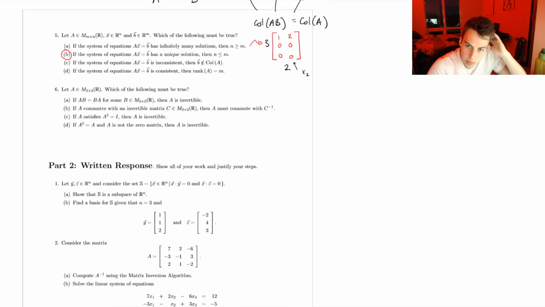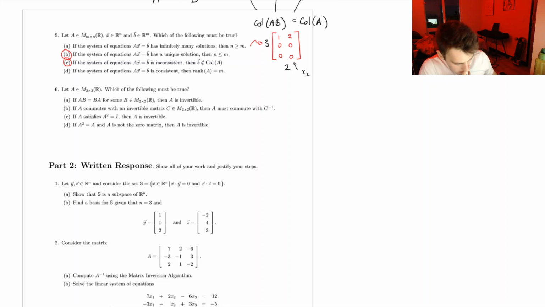5c, if the system of equations Ax equals b is inconsistent, then b is not in the column space of A, or b cannot be expressed as a linear combination of the columns of A. And this we know right away is true. By definition of Ax equals b, if this was a consistent system, we'd say that b is in the column space of A. So if Ax equals b is not consistent, then b would not be in the column space of A.